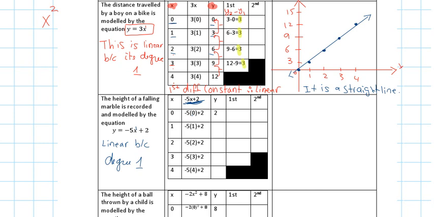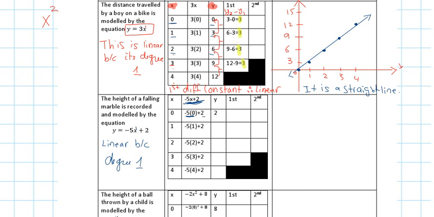BEDMAS tells me I have to do what first? Brackets. I have nothing inside the bracket to simplify. So I have no exponent. Do I have a multiplication? What's that? Negative 5 times a 0. That's multiplication, isn't it? Okay, so I have to do negative 5 times 0. What's negative 5 times 0? 0. Then add 2. That's going to give you 2.